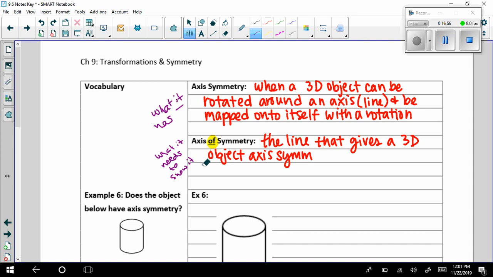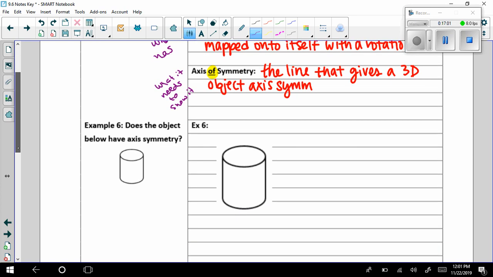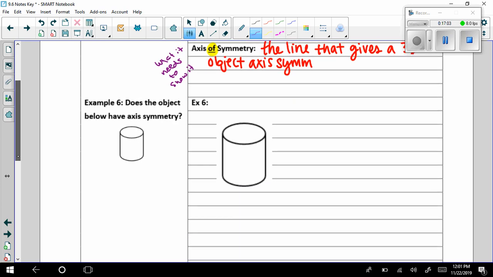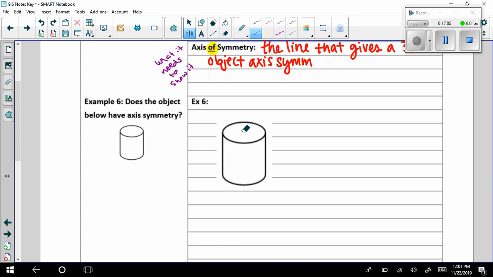Okay, so it has axis symmetry if you can show that it has an axis of symmetry. It is the actual line. So for example, if we were to stick a pole right down the middle of the cylinder, then we can spin it about this pole and it will constantly look the same. So yes, this has axis symmetry.